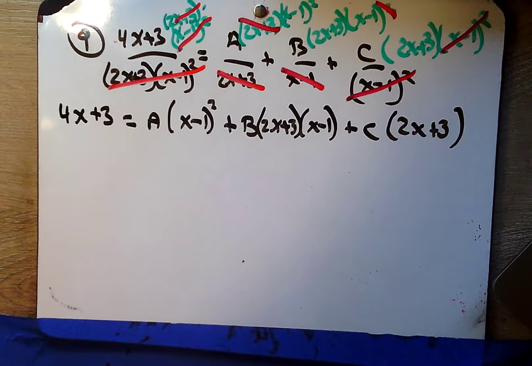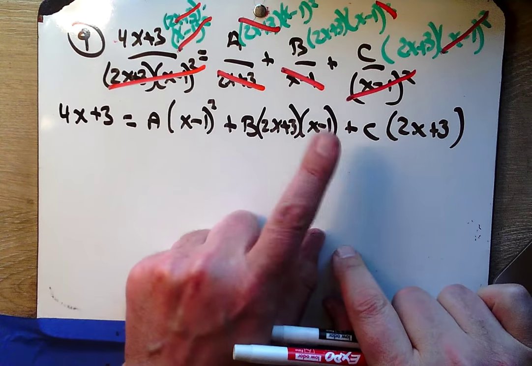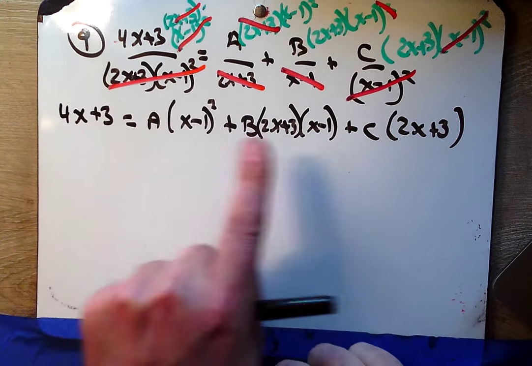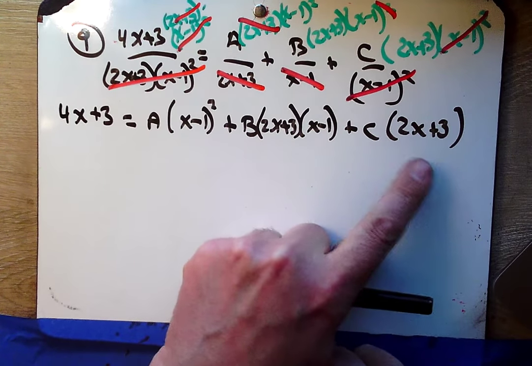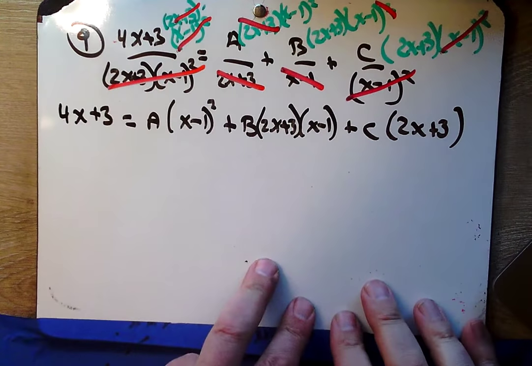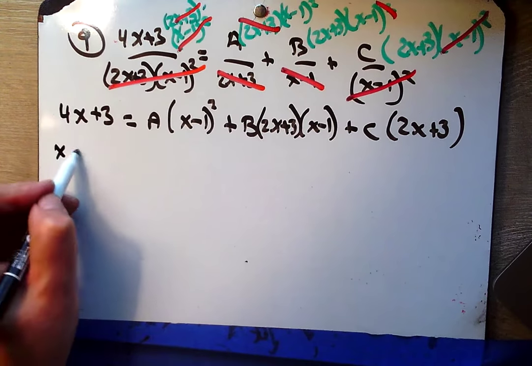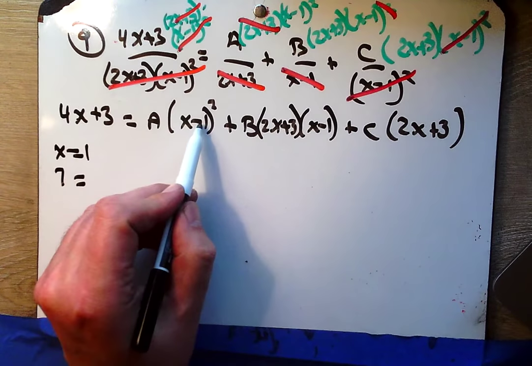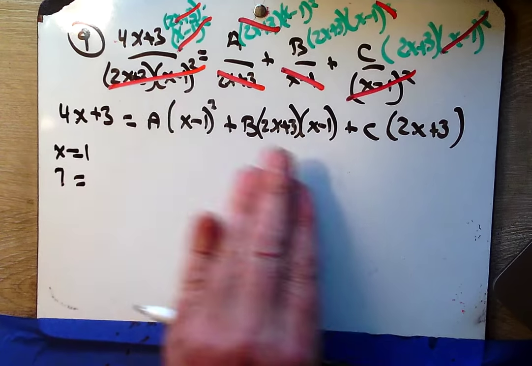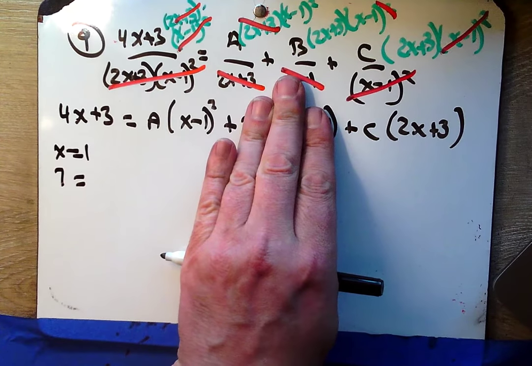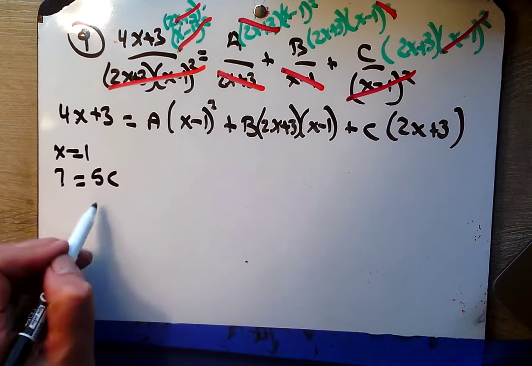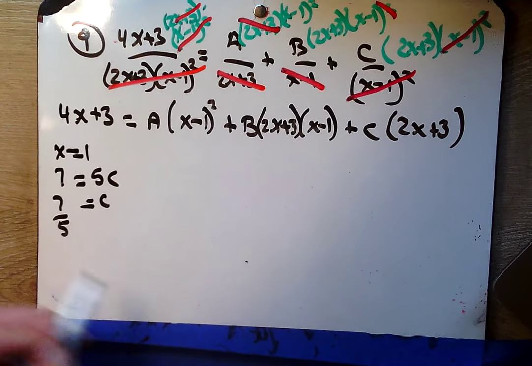Again, like the last problem, I've got these two magic numbers, 1 and negative 3/2. It worked pretty okay not to have to FOIL and distribute and then regroup and then solve that system. Instead, I'm going to say x equals 1. 1 times 4 is 4, plus 3 is 7. 1 minus 1 is 0, so those terms go away. And so 1 times 2 is 2, plus 3 is 5c, and so c equals 7/5.